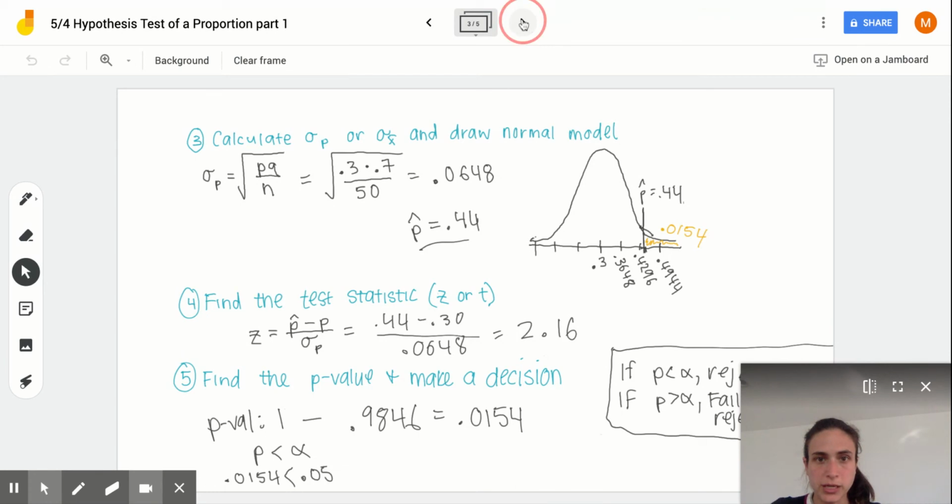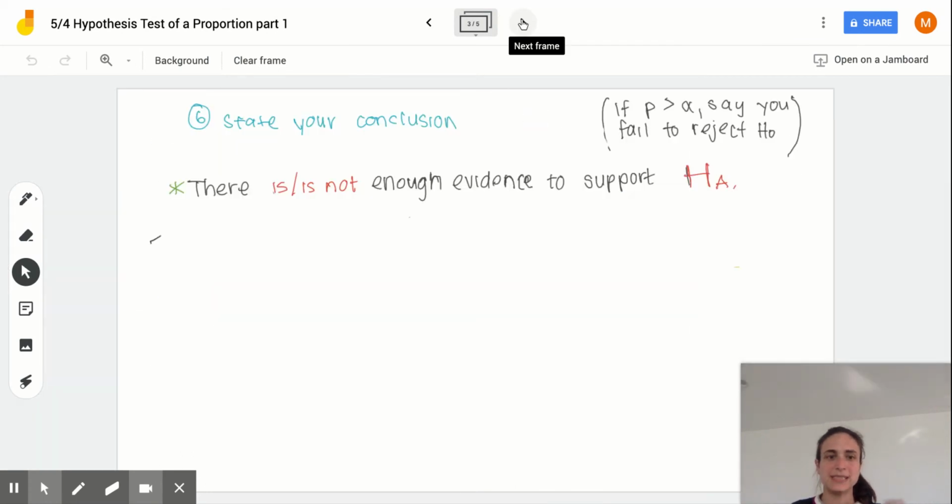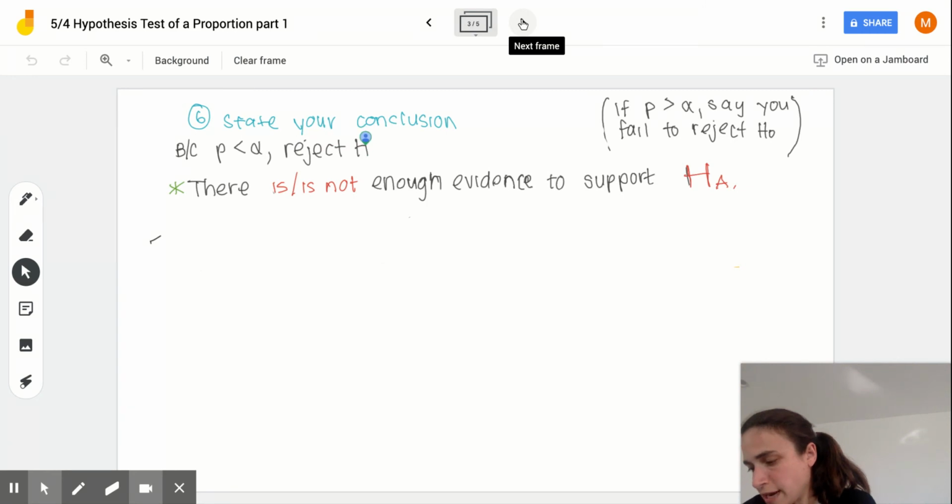Okay, so I'm going to go to the following page where I'm going to be stating the conclusion. You're going to need to state 2 sentences. The first sentence that we're going to state is we're going to say because P is less than alpha, reject H0 in favor of HA.